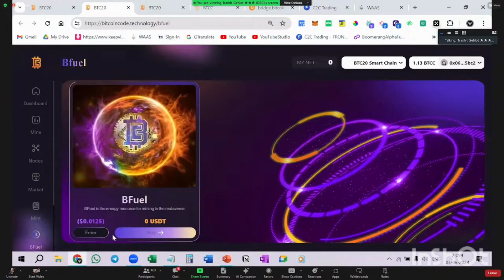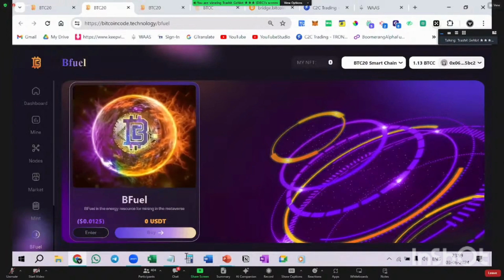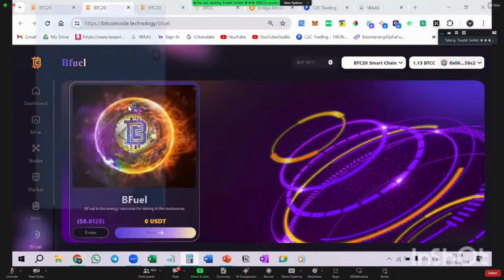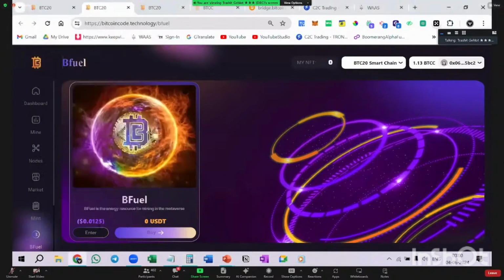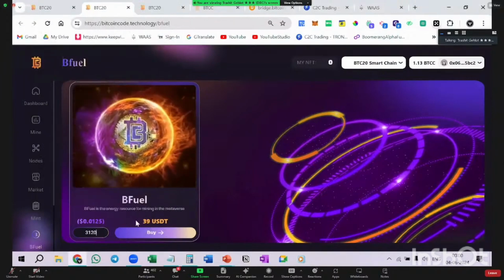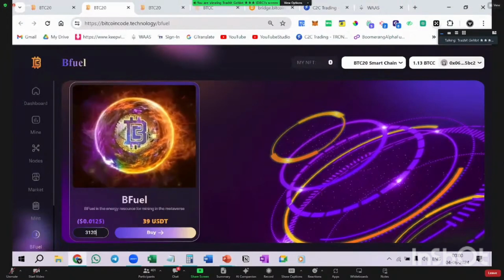So you can see, okay, you can put the B fuel value. The B fuel price is fixed at 0.0125. So for 0.0125, you will get one B fuel. So for 39, how much B fuel will you get? So 39 divided by 0.0125. So that's 3,120. Let us put 3,120 and see 39 USDT. Can you see this at the bottom? 39 USDT, right?